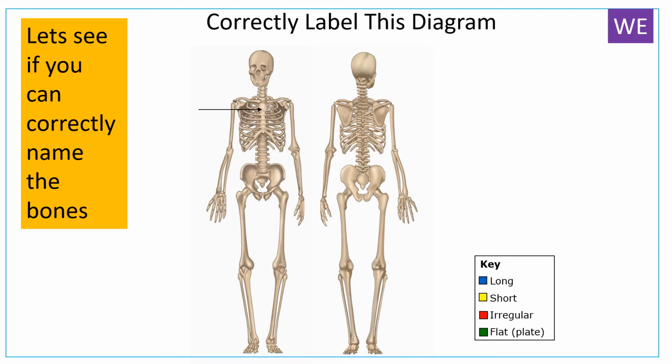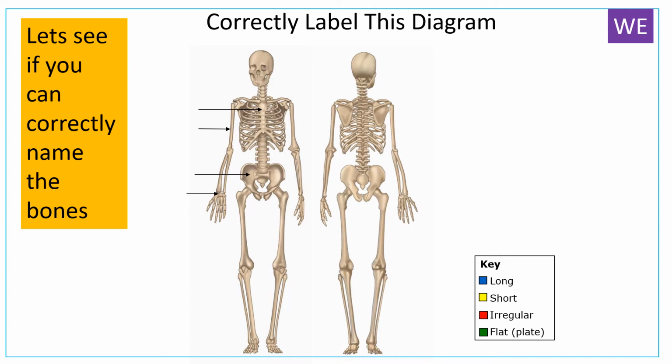It is, of course, your sternum. I don't mind whether you write it down or you just say it out loud. See if you can remember it. But that one is your sternum. Next one. This long bone here, what is that? It is, of course, your humerus. This large bone here, top of the leg, is called your pelvis.